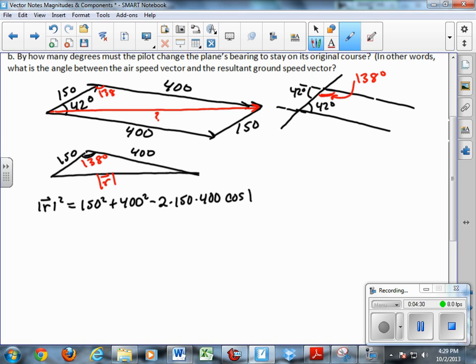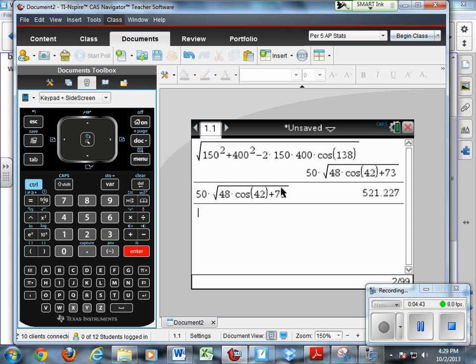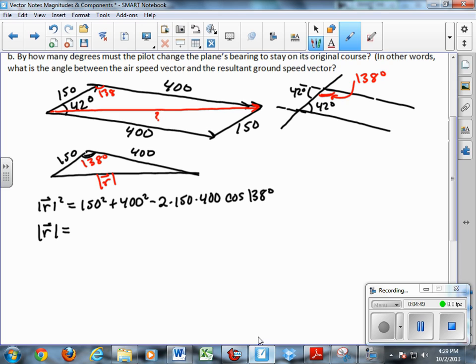138 degrees. Now, if I put this whole thing in my calculator and take the square root of it, I will have the magnitude of vector r. And I've done that on the calculator already. I think I've got it right here. It's 521.2 miles per hour.